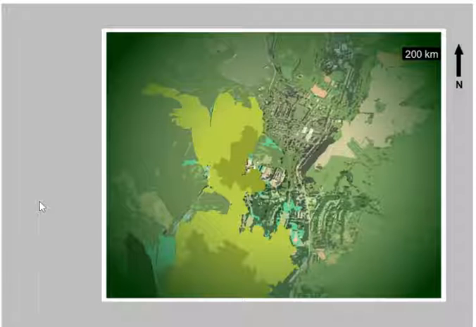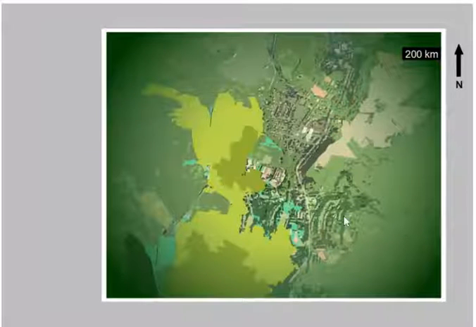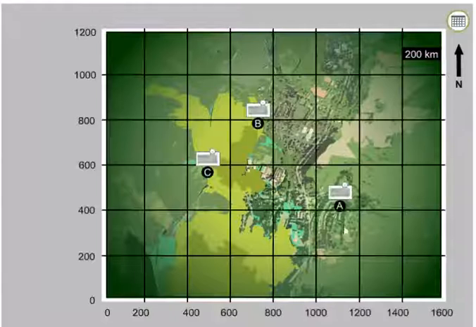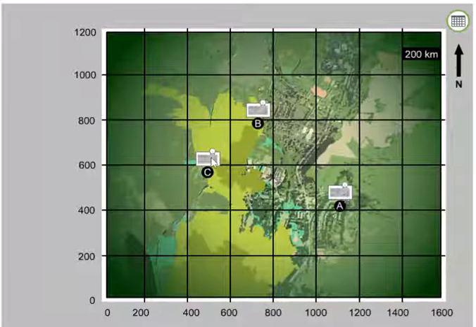Today we're going to walk through an example of how scientists might use seismic data to locate epicenters of an earthquake. So you have a city here that experienced an earthquake. Now in this city, luckily they have 3 seismometers, stations A, B, and C.